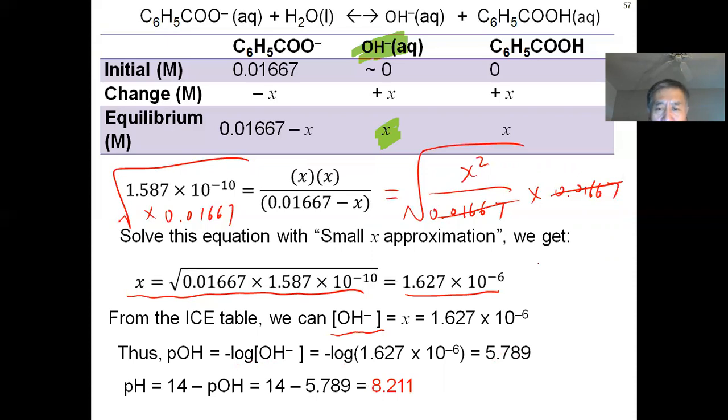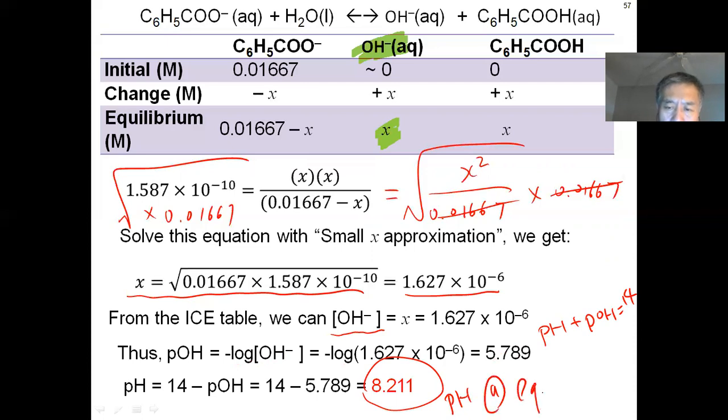And then you know the equation is pH plus pOH equals 14. Therefore, we finally find this number, the pH at the equivalence point, which is as we predicted before, not 7, because we get a conjugate weak base.